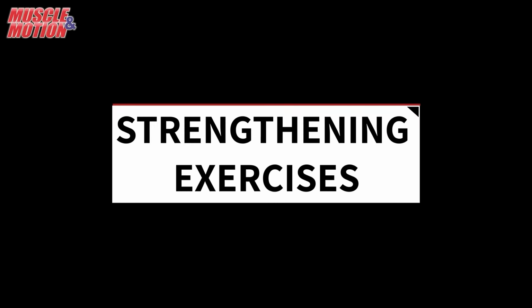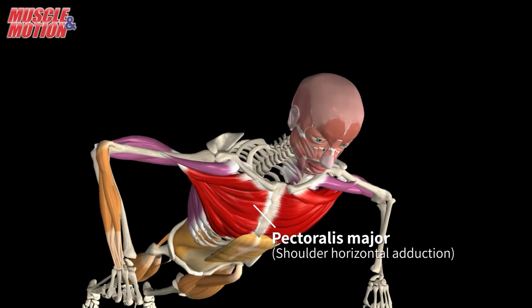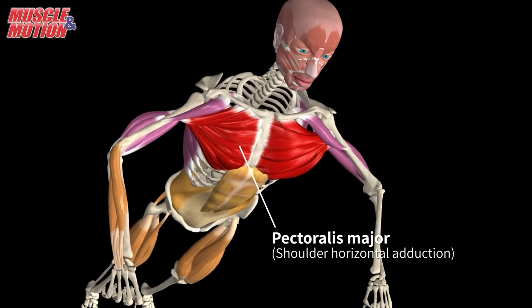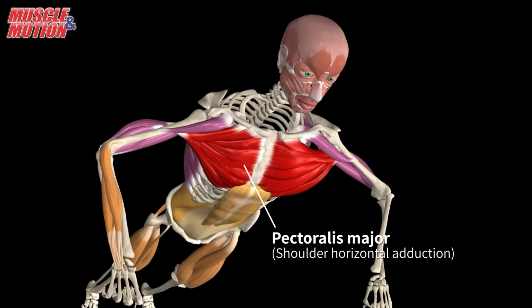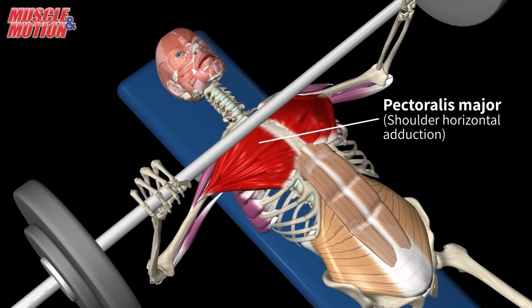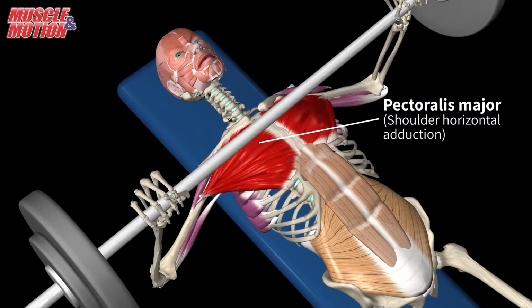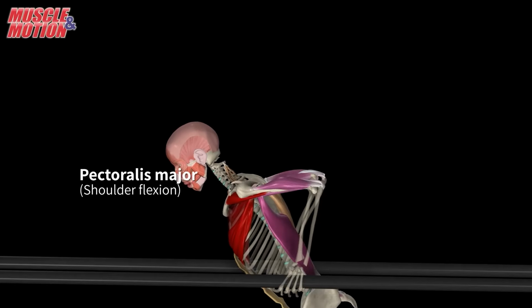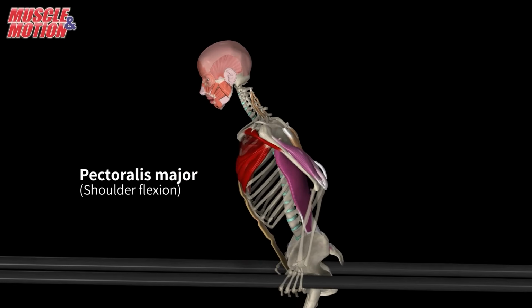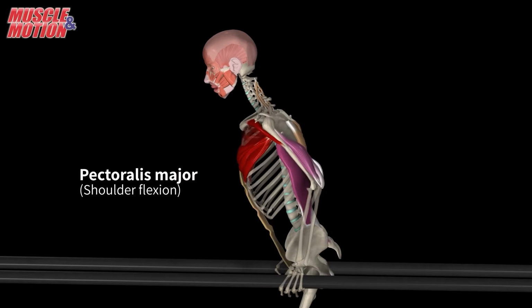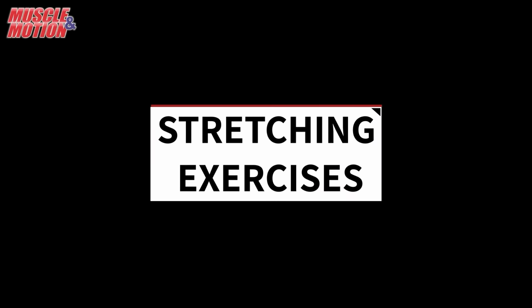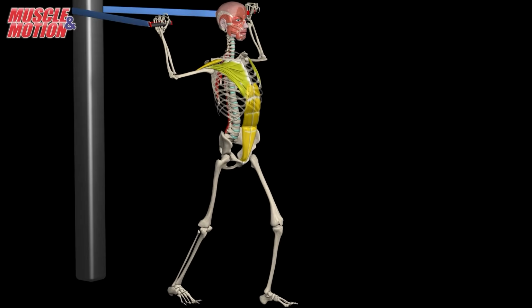To strengthen the pectoralis major, use exercises such as push-ups, chest presses, and dips. To stretch the pectoralis major, hold your arms in horizontal abduction.